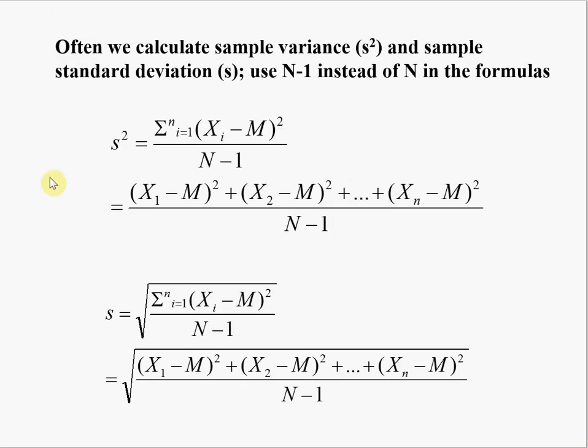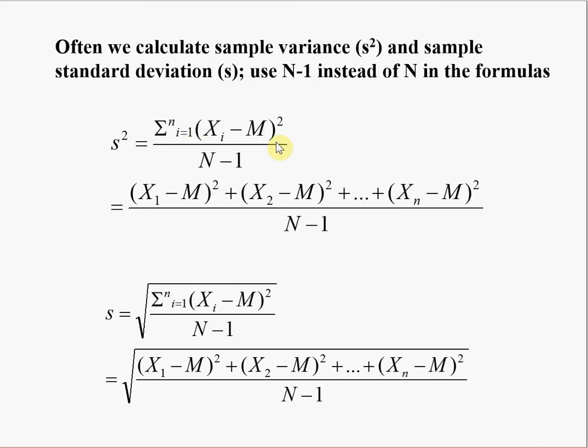Okay. So often we calculate the sample variance and the sample standard deviation. Between the population variance and the sample variance, and between the population standard deviation and the sample standard deviation, there's only one difference here. The main difference is at the bottom, at the denominator. We use n-1 to divide into that big sum. We do not use the number of cases. Why? We'll explain this later on. But right now, just remember this formula.